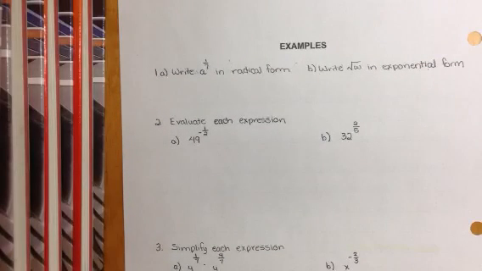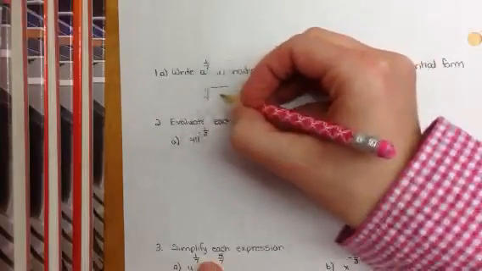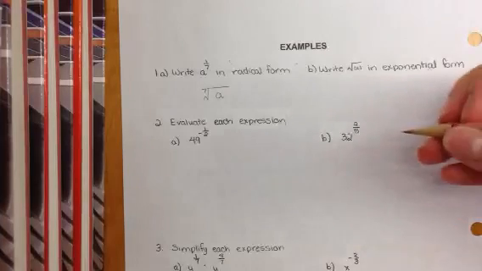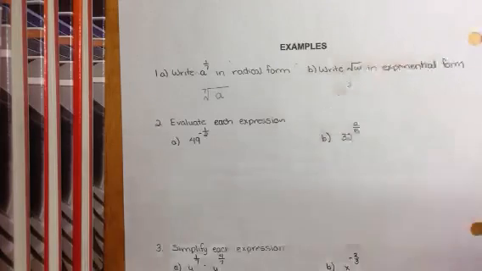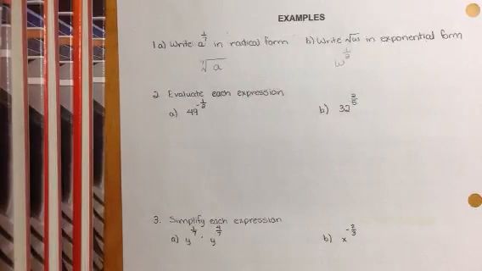So our first one is to write a to the 1/7 in radical form. And that just means that I have a to the 7th root. So that's all I have to do. And the second one, to write square root of w in exponential form, well, that would be w to the 1/2 power. So that's our root functions written as exponents and our fraction exponents written as root functions. So now we're going to look at some that are a little bit more complicated.